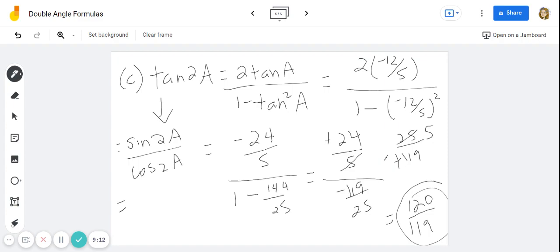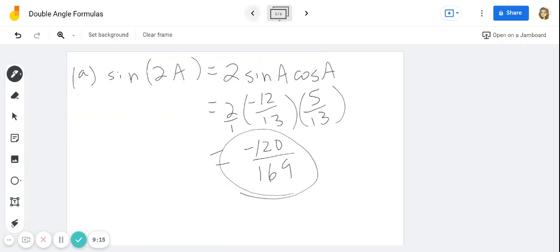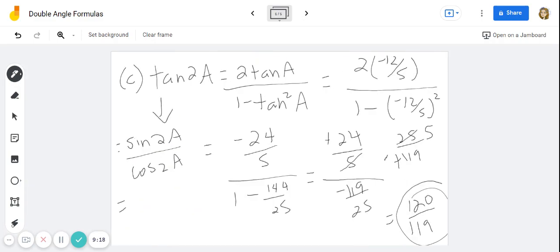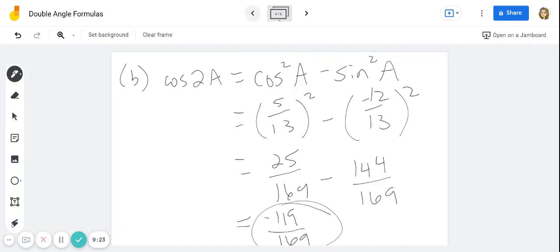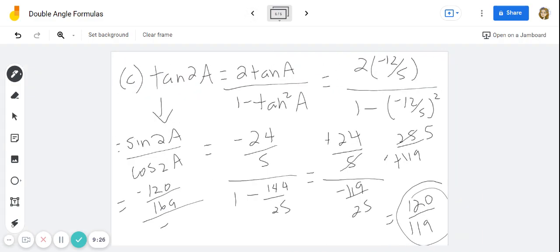Let's think about the values that we just got. We found those in parts A and B. Sine was negative 120 over 169. And cosine was what? Negative 119 over 169. If we flip and multiply, we're going to cancel our negatives and we're going to cancel the 169, and we'd end up with 120 over 119. We would end up with the same thing. So if you're already finding sine of 2a and cosine of 2a, you can just divide those. Okay, but not every problem is going to ask you for both of those. So I just wanted to make sure that we talked about using the actual tangent formula as well.